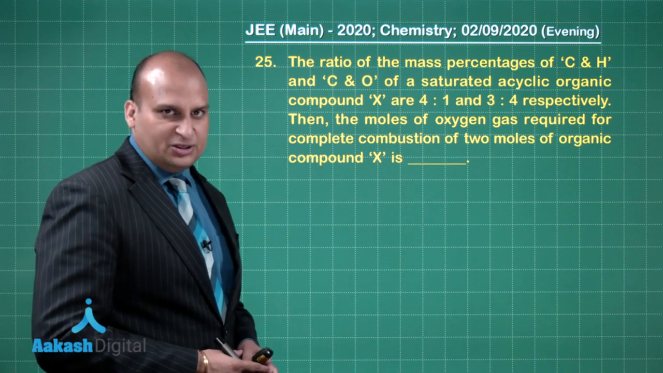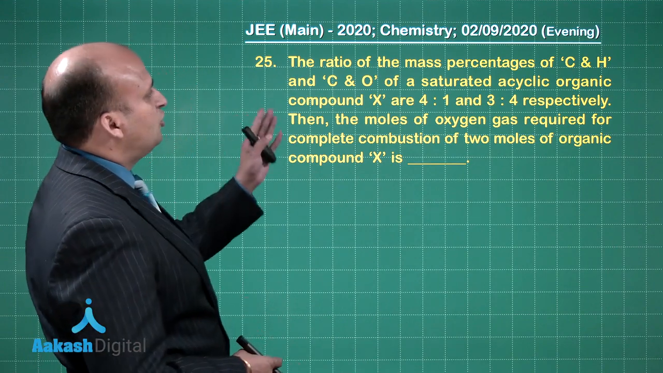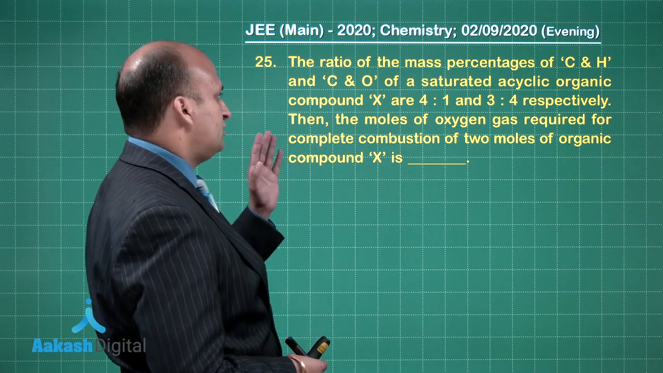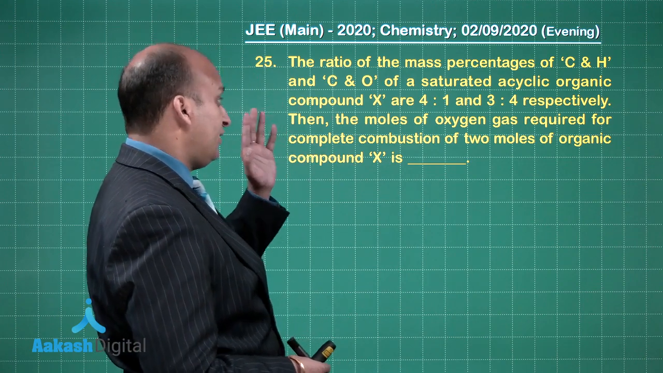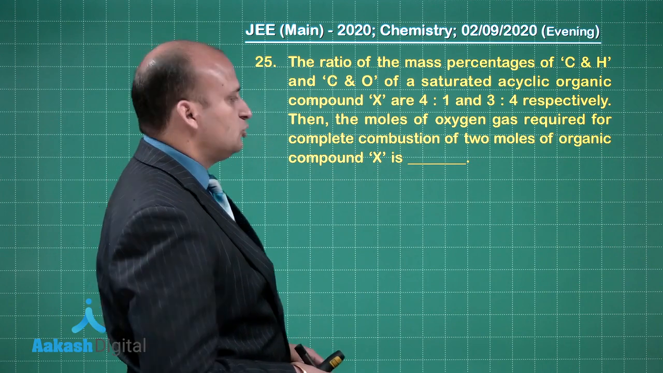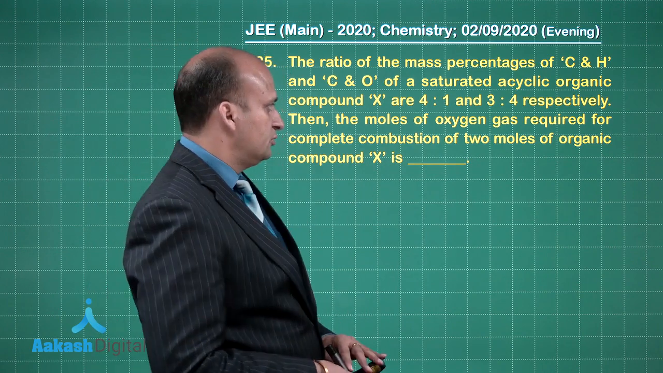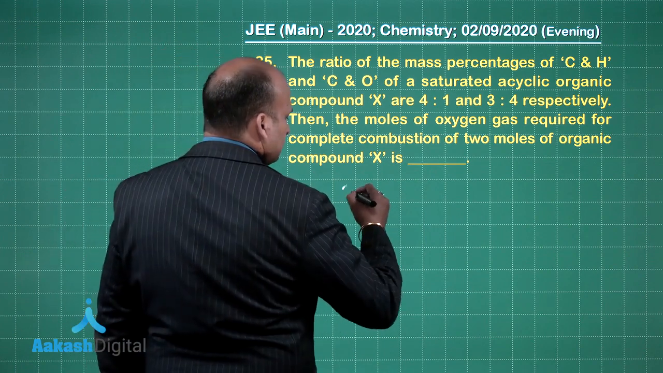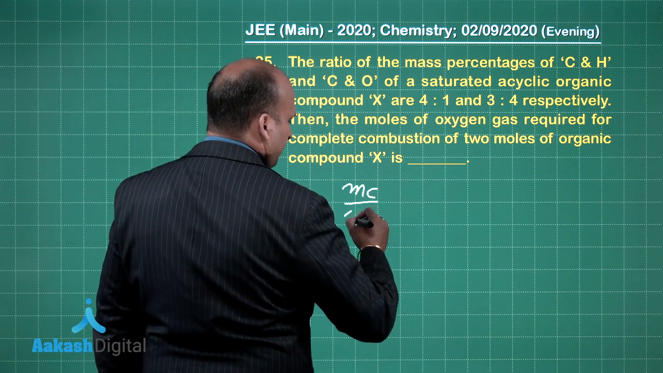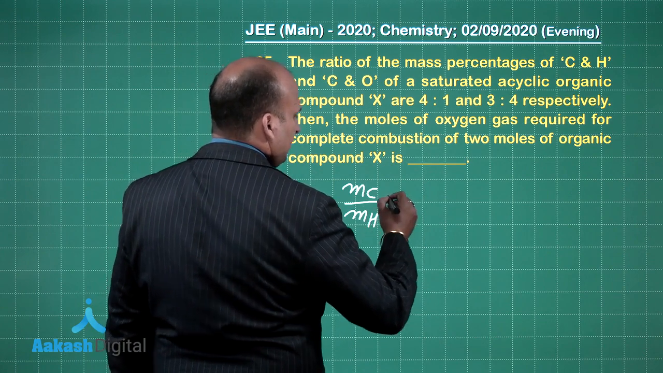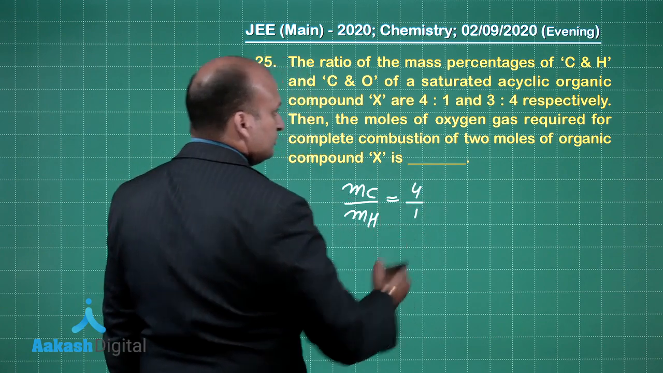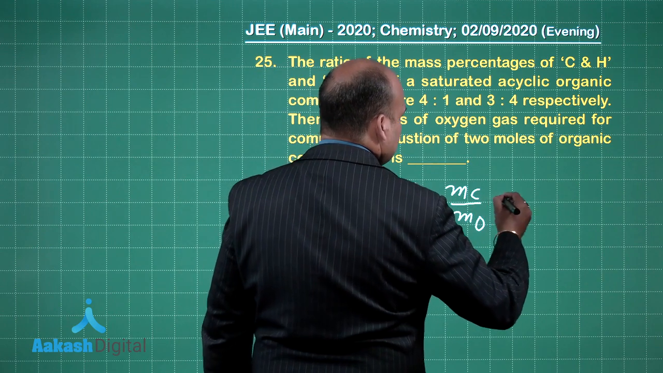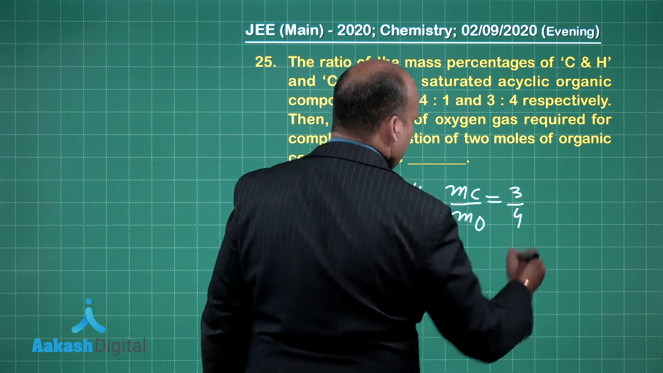Now, let us look at question number 25. The ratio of the mass percentage of carbon and hydrogen, and carbon and oxygen, of a saturated acyclic organic compound X are 4:1 and 3:4. We have to make a formula out of it, isn't it? So, let us see. Mass of carbon by mass of hydrogen is given to be 4:1. Mass of carbon by mass of oxygen is given to be 3/4.